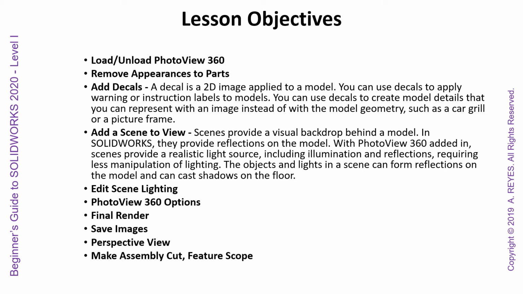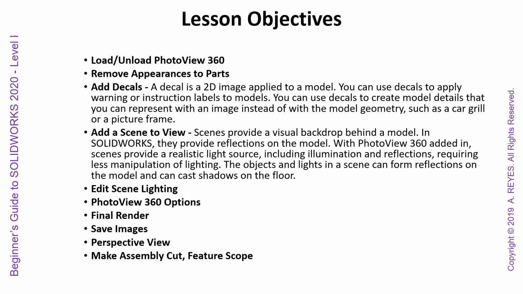You'll learn how to load and unload PhotoView 360. You'll remove appearances from parts. You'll add a decal, which is a 2D image that's applied to a model. So you can apply warning or instruction labels to models. You can put, like, a grill on the front of a car. You can create model details that you can represent with an image instead of the model geometry, such as a car grill or picture frame. You can add a scene to a view, so you can put a visual backdrop behind the model.